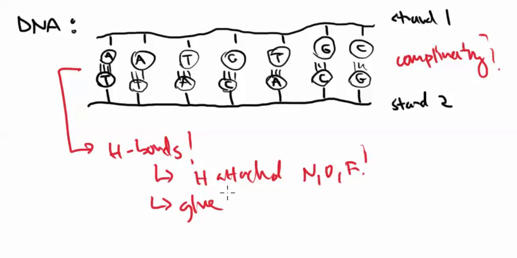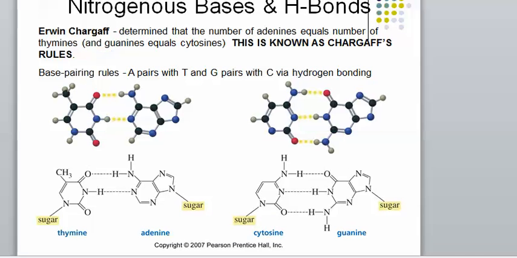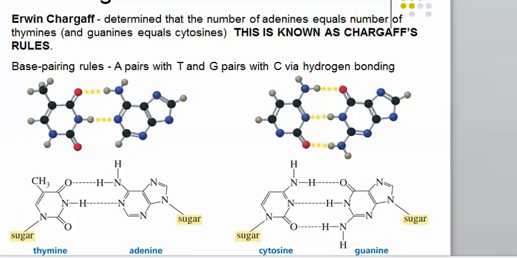And this is one of the ways that this molecule becomes stable. So if I take a look at the PowerPoint, you're going to see them basically draw out these nitrogen base pairs. And you're going to see this example of the GCs and the ATs coming together and forming the hydrogen bonds between the base pairs.